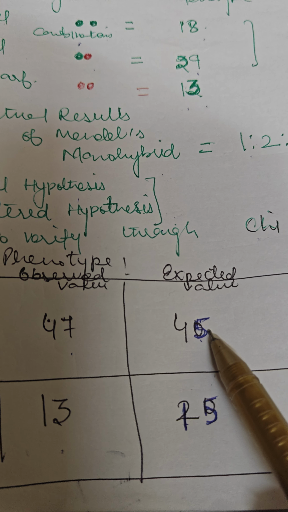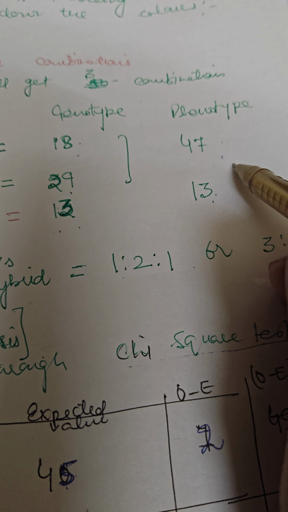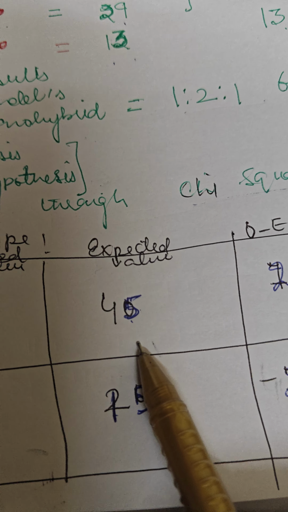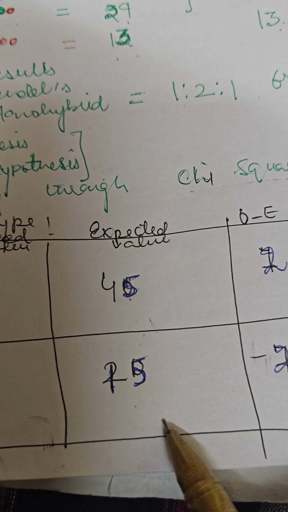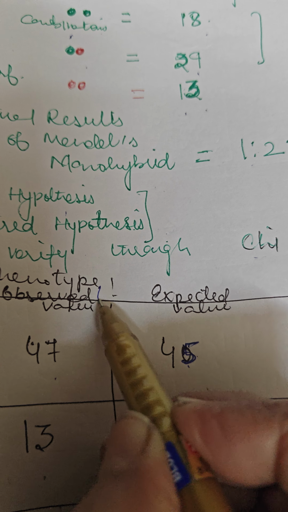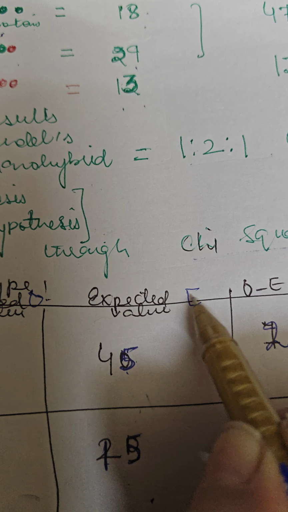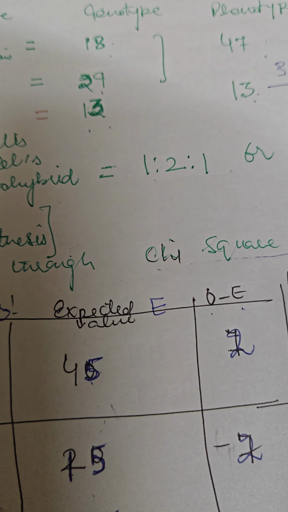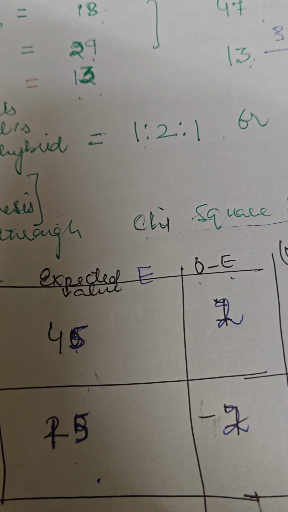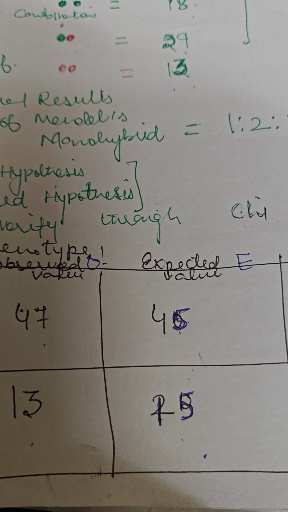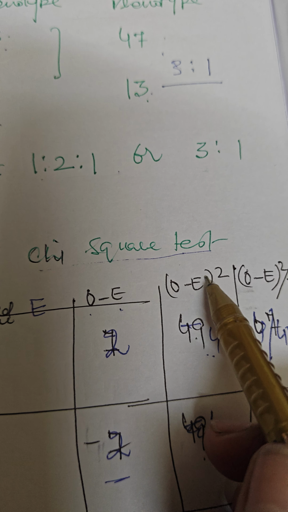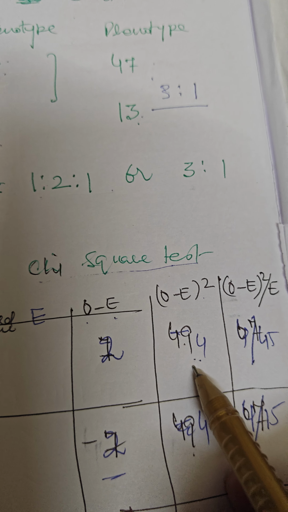Expected value, what would have been the expected value? It should have been 3:1. So if we have 60 plants, it would be 45 and 15, right? That makes it 60. Next, you write the observed value as O and the expected value as E. O minus E, you calculate 47 minus 45, it is 2. And the other one is 13 minus 15, it is minus 2.